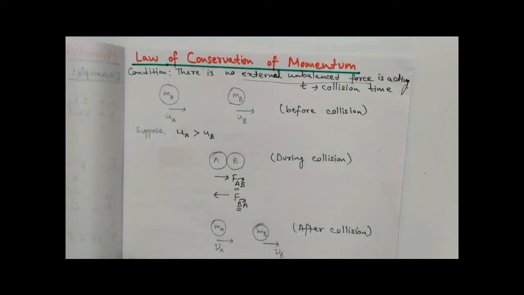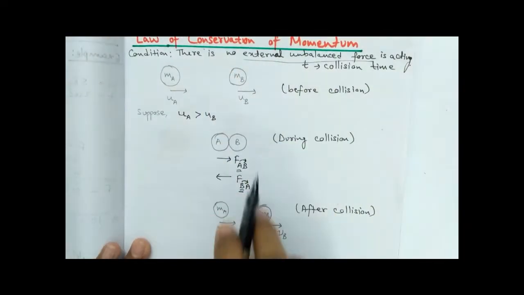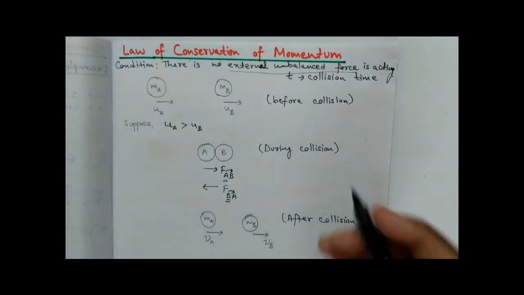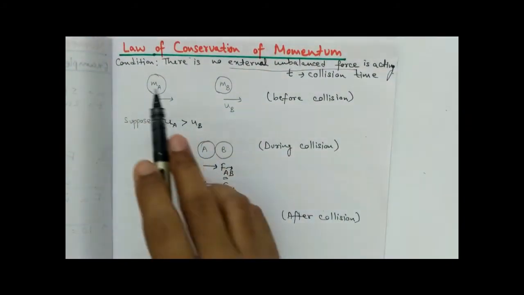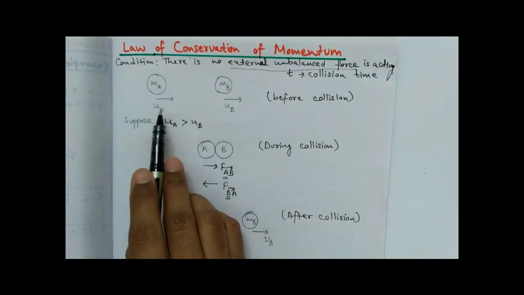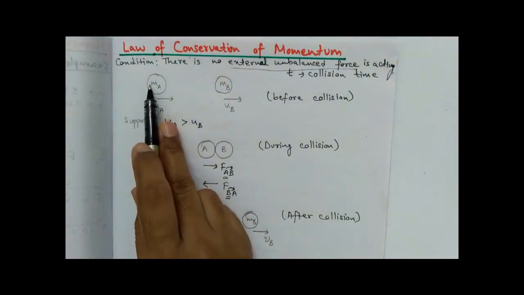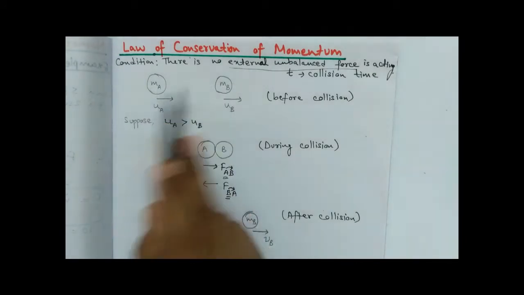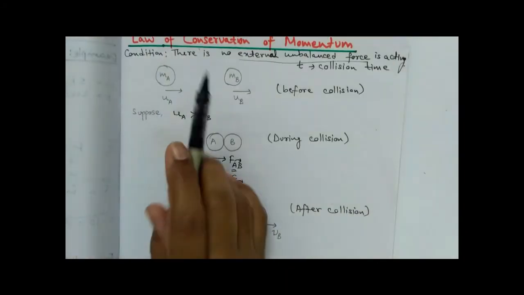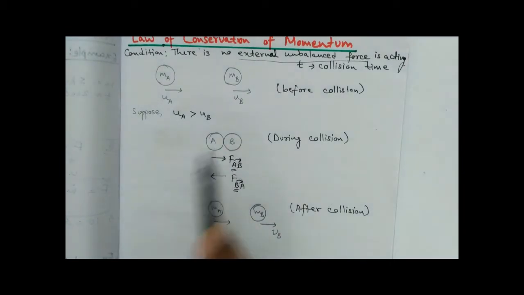So let's discuss how the momentum will get conserved. Here we have seen that there are three stages. Before the collision, the objects had initial velocities UA and UB, and their respective masses MA and MB. And during the collision, what happens? Since the speed of A was greater than the speed of B, both collided.